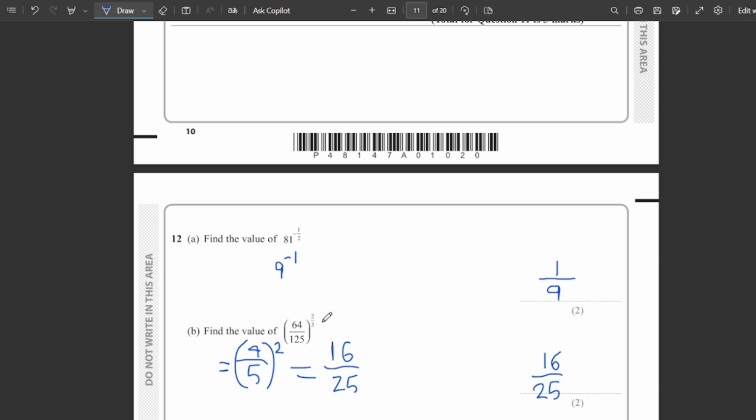And with part B, it's similar. You can either do the cube root first. I recommend doing the cube root first, because like doing the 1 over 3 part. So you get 4 over 5, because the cube root of 64 is 4. The cube root of 125 is 5. So you get 4 over 5 squared. Then simply that's 16 over 25.